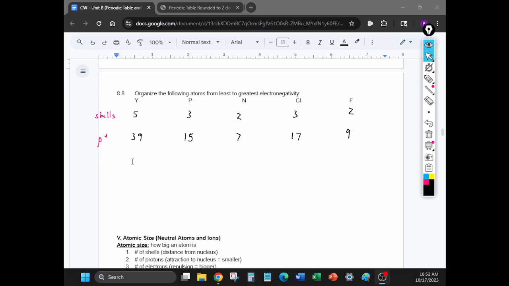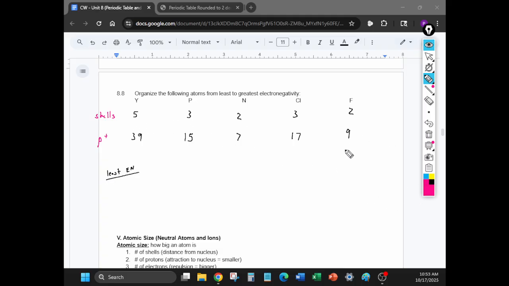Alright guys, so I have these shells and the protons up there for you. First thing you want to do is get that information, and then from there we're going to start ranking it. So it says to rank from least to greatest electronegativity, so we're going to start with the one that is the least electronegative, and then go up to the one that has the most electronegativity. If you want to go the other way, you can just start on the right side and go left, or go left to right. Doesn't really matter. So let's take a look at the shells first.